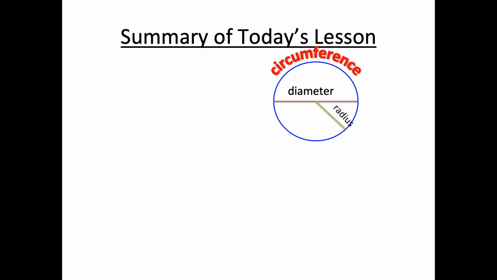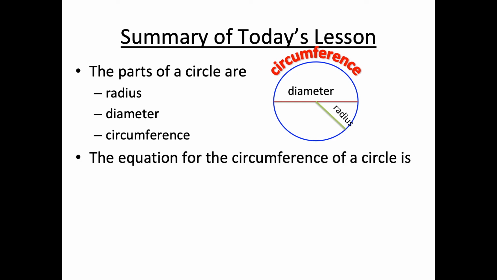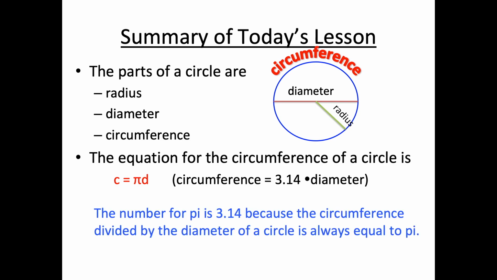So a summary of today's lesson: we found out that the parts of a circle are the radius, which is a line from the center of the circle to the edge, the diameter, which is a line that goes through the center all the way across the circle, and the circumference, the distance around the circle. We also looked at the equation for the circumference of a circle and found that circumference equals pi times the diameter. Circumference equals 3.14 times the diameter. The number for pi is 3.14 because the circumference divided by the diameter of a circle is always equal to pi. And that is the end of our lesson.